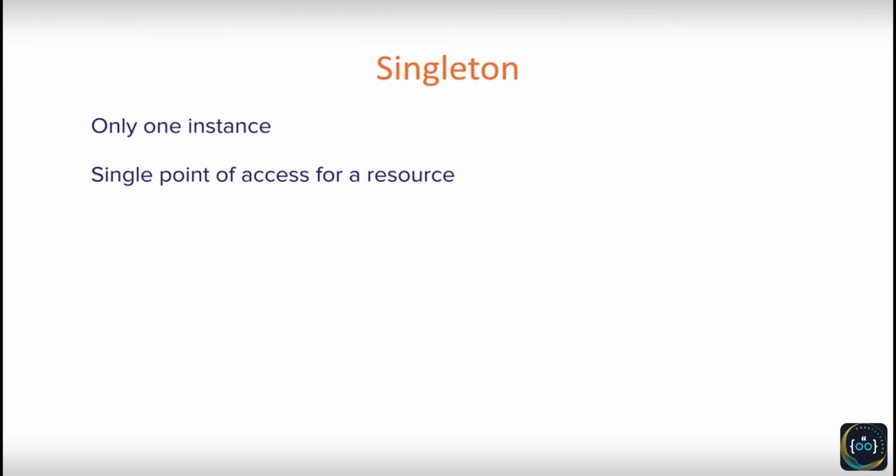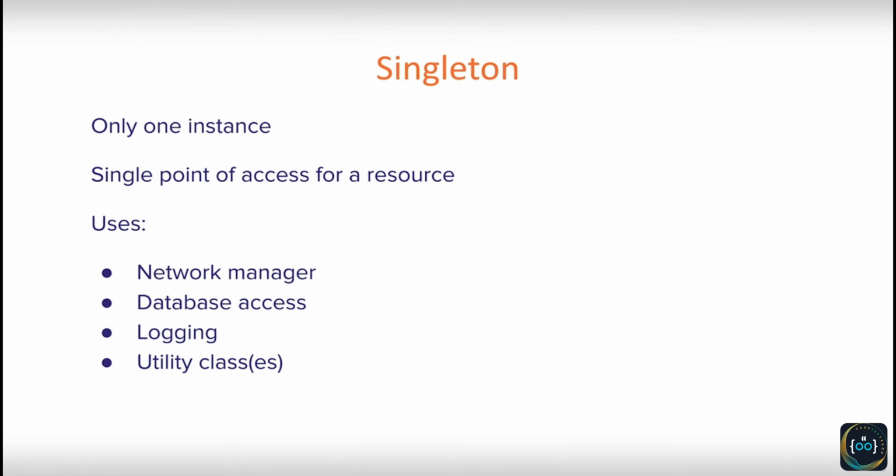It's a single point of access for a resource. And we've taken the example of a network communicator, but we might have, for example, a database or a logging system or things like that where you want a single resource. Okay, so here are a few examples, but of course, it's not limited to that. Now, as I mentioned, there are some disadvantages to singletons, and people are often quite against this pattern.